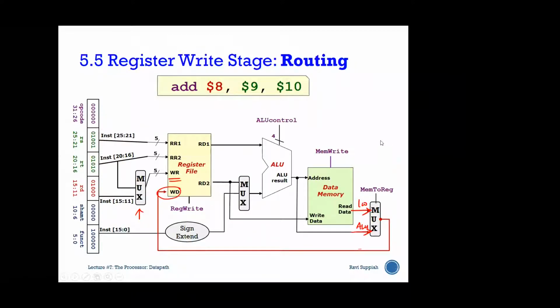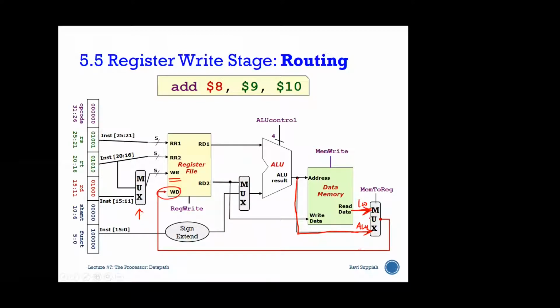All right, why? Because if it was a load word instruction, then what you're interested in is the data coming through from the memory. If it was just an R type instruction like this, then the data you're interested in is the data coming out from the ALU itself, nothing to do with the memory. So that is why you can see that there are two possible options. One is from the ALU, the other is from the memory.